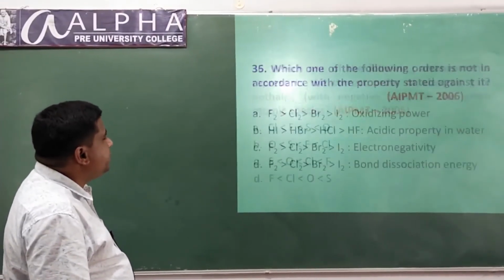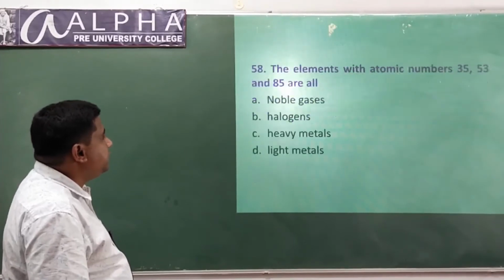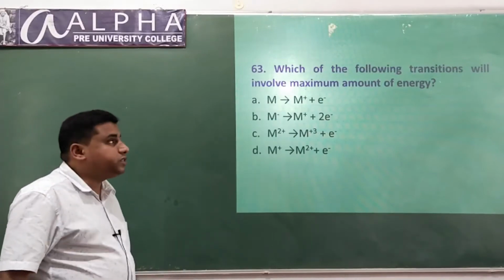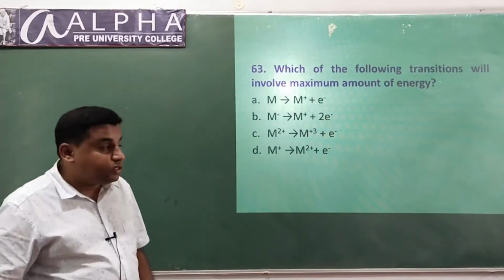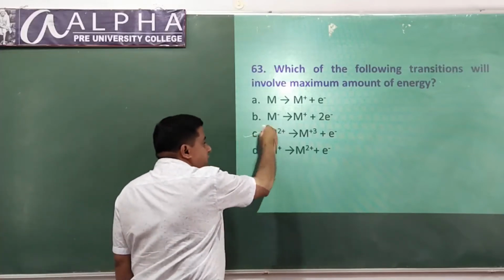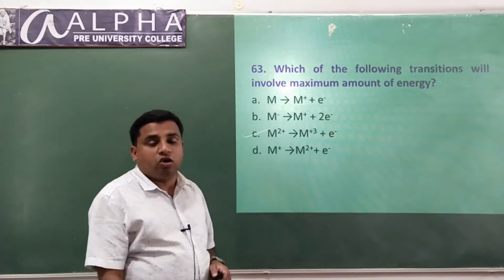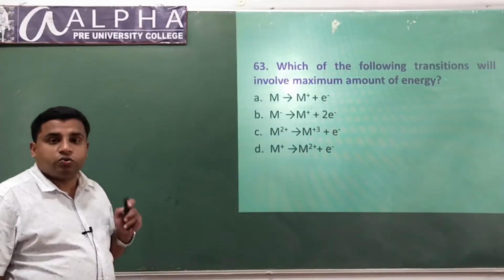The last question is, see this, this was my last question. I told you what the answer for this is. The answer for this is option C: M2+ giving rise to M3+ plus electron. Yes students, now let us move on to the next question.